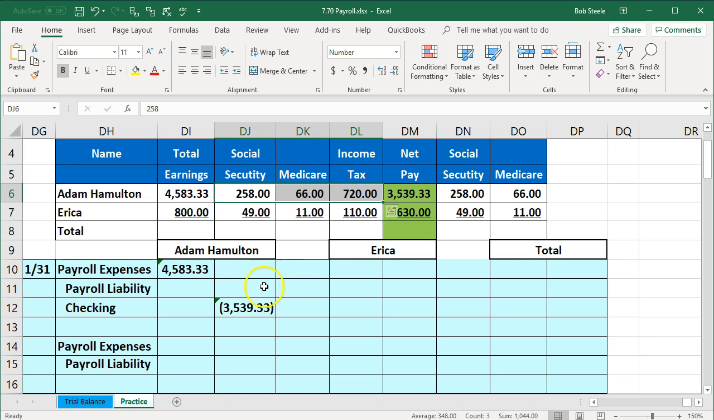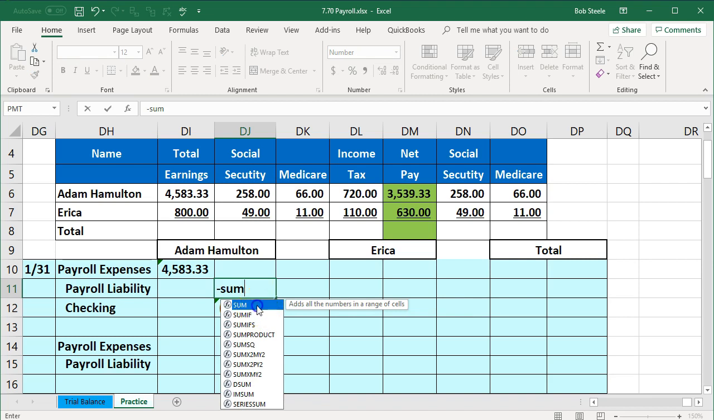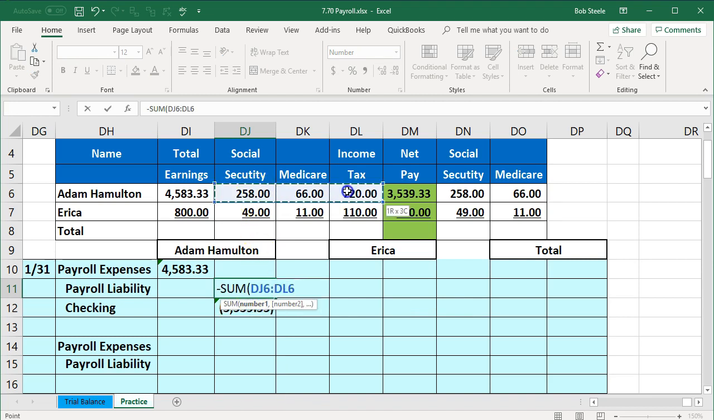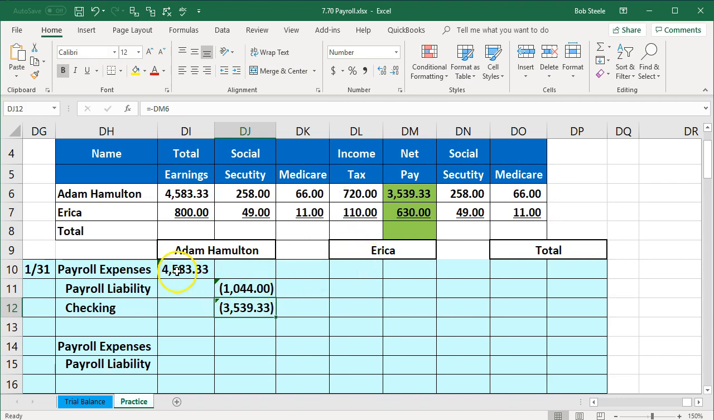We got to pay the government. The government's forcing us to do their dirty work, take the money from the employees and then pay them for it. So we're going to say this is the difference, negative sum of these three, and enter. So that's going to be our journal entry. So expenses go up, checking account goes down, liability is the difference.